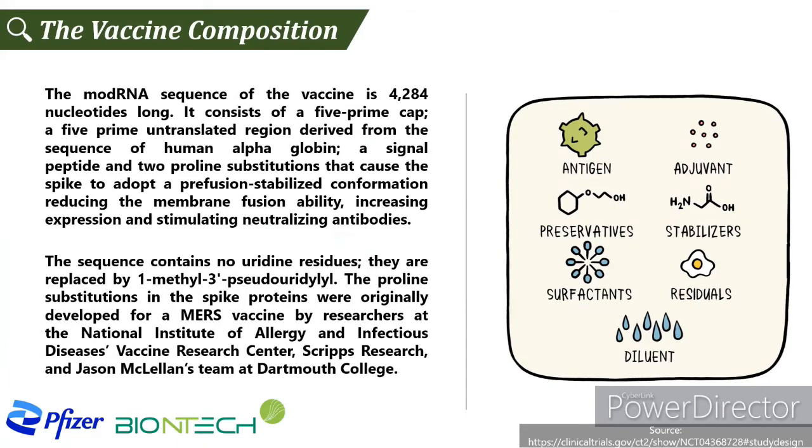The modRNA sequence is different from mRNA as it does not contain any uridine residues. The residues are replaced by 1-methyl 3' pseudouridylyl. There are also two proline substitutions that cause the spike to adopt a prefusion stabilized conformation, reducing the membrane fusion ability, increasing expression, and stimulating neutralizing antibodies.